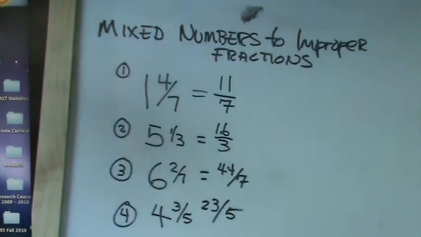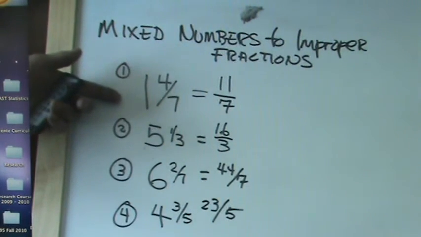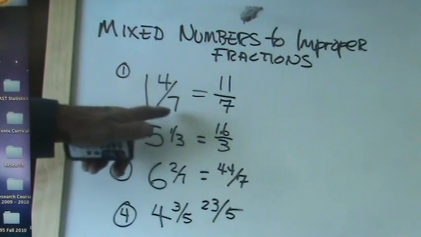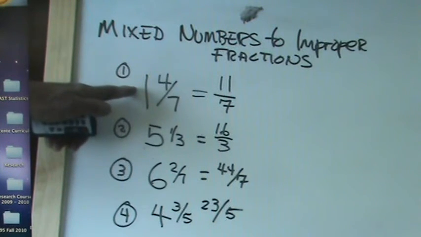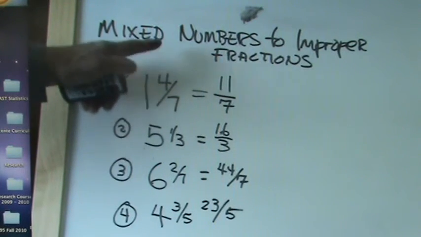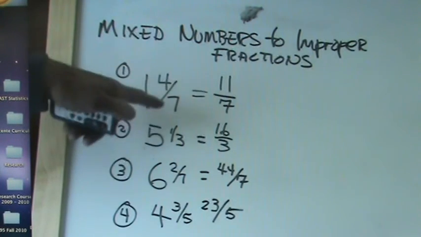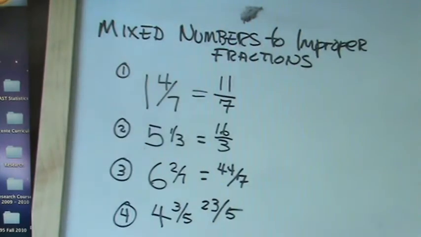So to take any mixed number and change it into an improper fraction, you multiply the bottom part, the denominator, times the whole number. 7 times 1, 7. You add the top part, 8, 9, 10, 11, and you use the same denominator, 7. Let's try a few more.